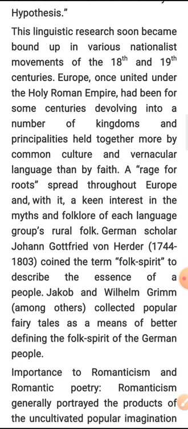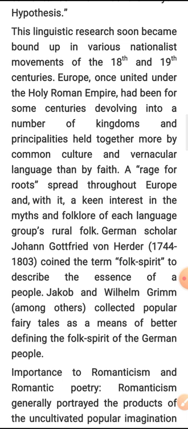Now come to the rage for roots, and returning back to ancient things. A rage for roots spread throughout Europe in the 19th century and the late 18th century, and with it a keen interest in the myths and folklore of each language group's rural folk. So we can say people started to have a keen interest in folklore, folk myths and folk tales.